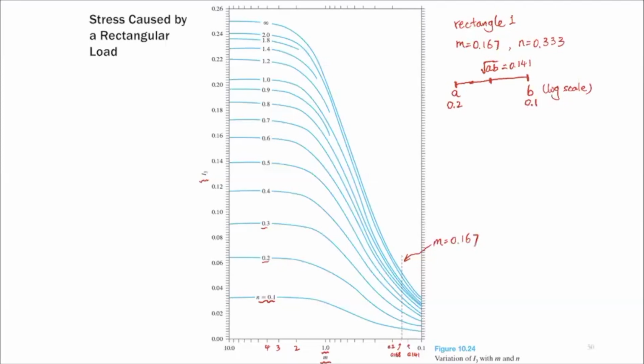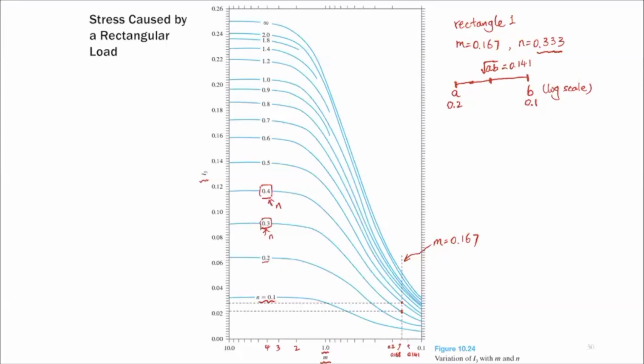And then this vertical line is going to intersect your N curves. Our N value is 0.333, so it's in between 0.3 and 0.4. Let's look for the intersection with the 0.3 and 0.4 curves. This first intersection is with that 0.3 curve, so this is N of 0.3. And then look for the other intersection with 0.4. That gives you the second intersection, and then you can read these two values from this curve.